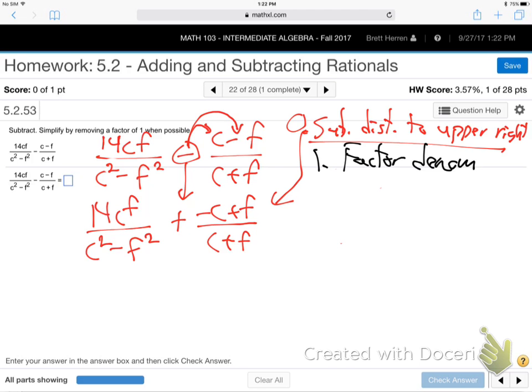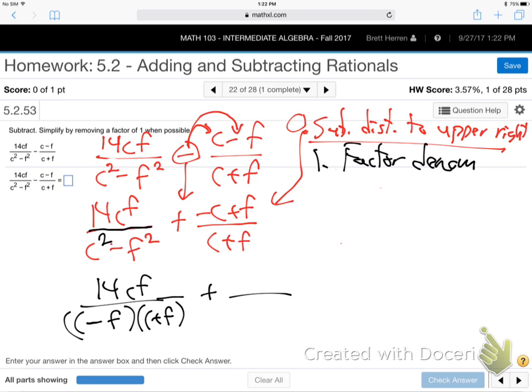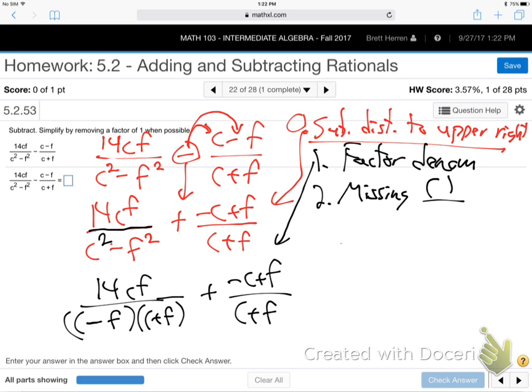That c squared minus f squared is factorable. So it'd be c minus f, c plus f. Good to there? Just factored that bottom, that's all I did. So that's step 1. Step 2, give them what they're missing. Top, bottom, what they're missing, whatever the neighbors have.